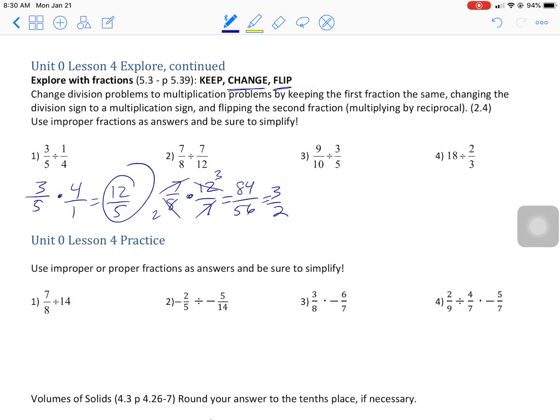Reduce, however, you can reduce the 84 over 56 however you want, but eventually you're reducing by 28, believe it or not. I mean, most people can't recognize that that's 28, but you can divide it by 2 and then divide it by another 2 and work your way there, or reduce it before you make it bigger. Keep, change, flip.